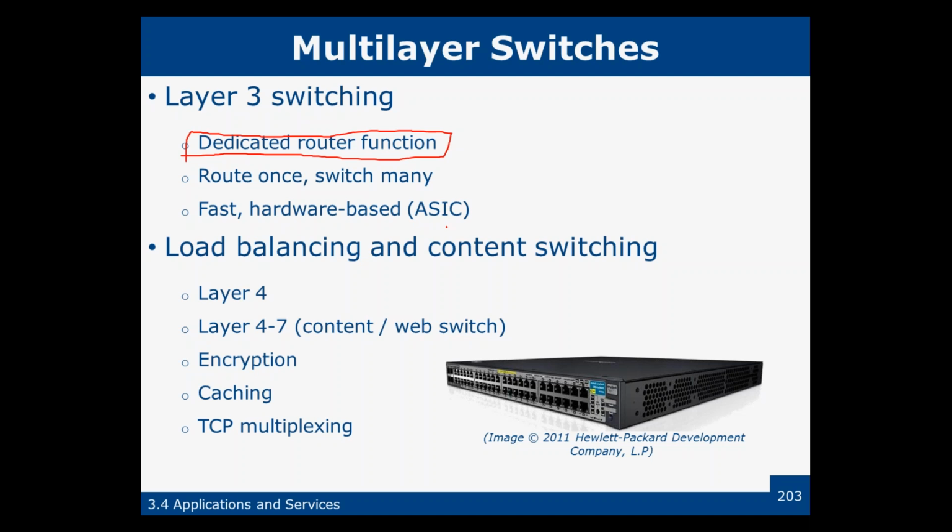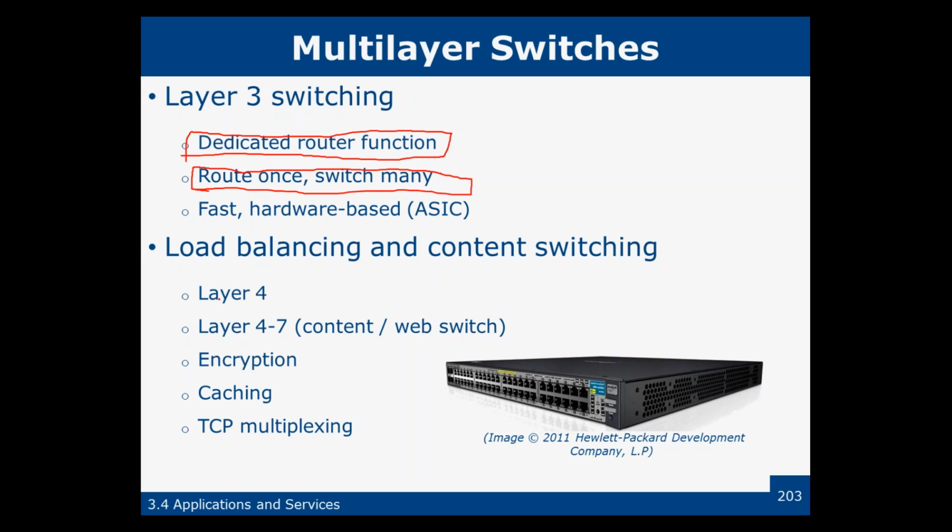Much like a switch learns the MAC addresses, it learns the IP addresses, and that's where we get the route once, switch many. It gets routed once, and then it gets set into the switching table for layer 3, and that's going to make it faster because it's now working in hardware instead of in software.